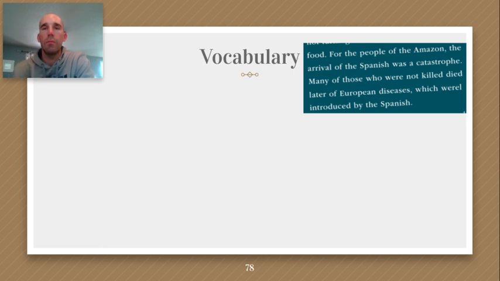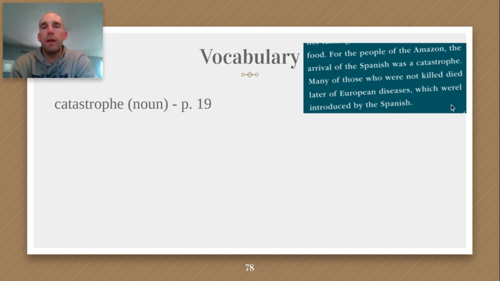All right, and we're back for our last vocab word. The last vocab word is the word catastrophe. Catastrophe is a noun, and it is on page 19. Our text there says, for the people of the Amazon, the arrival of the Spanish was a catastrophe. Many of those who were not killed died later of European diseases which were introduced by the Spanish.